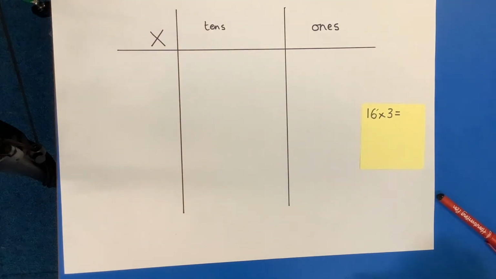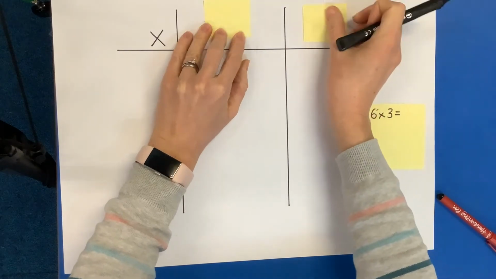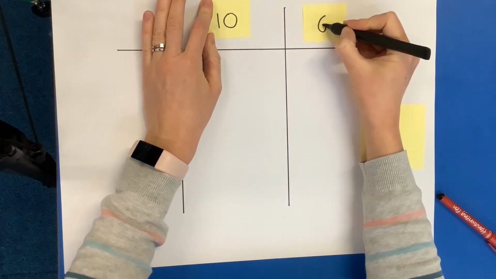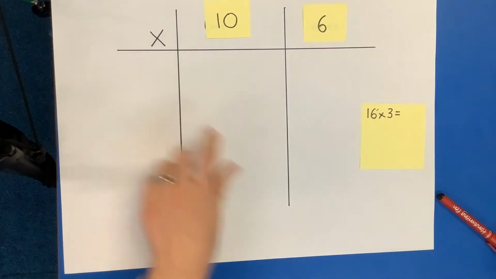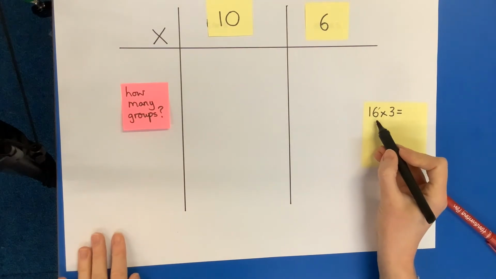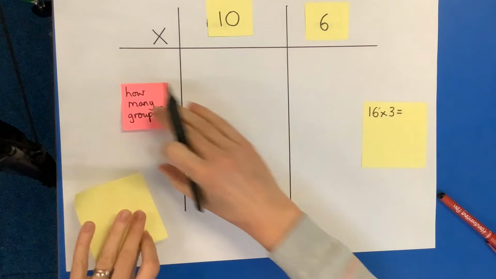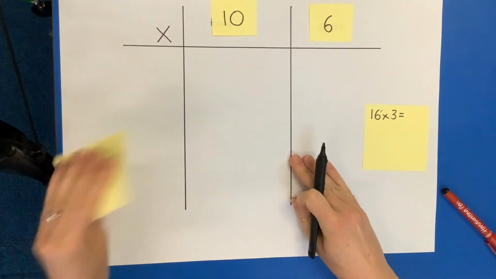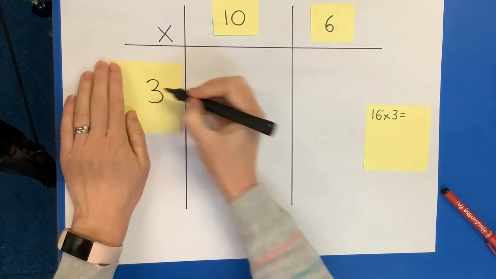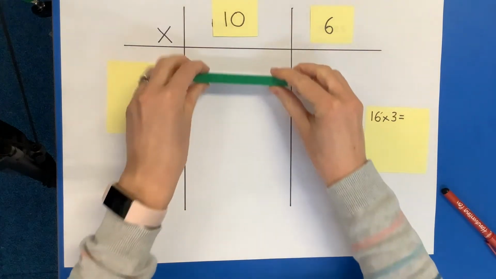So we have got 10 and we have got 6. 10 and 6. Okay, now this time, how many groups have we got? Let's have a look. 16 is our group and I need to times that by 3. So get rid of that Post-it and we are going to times it by the number 3. So I've got 16 and I'm going to times it by 3. Let's see how that looks.